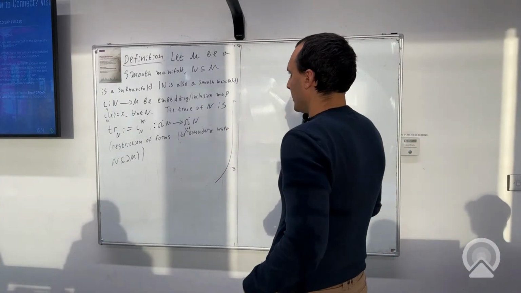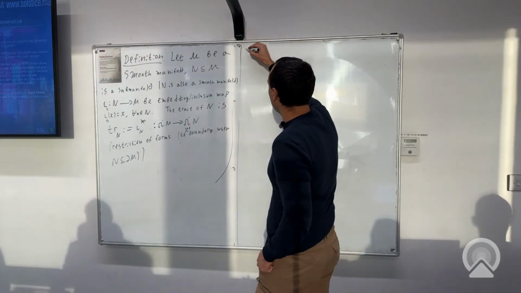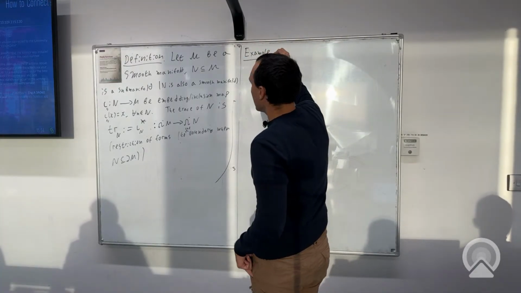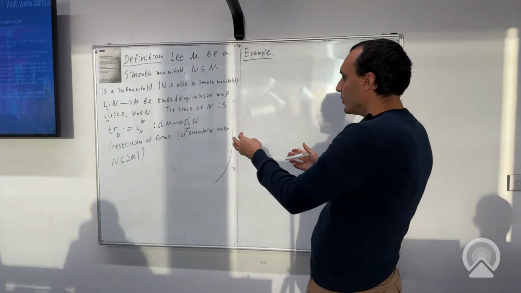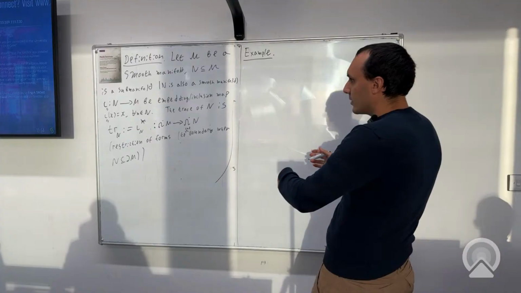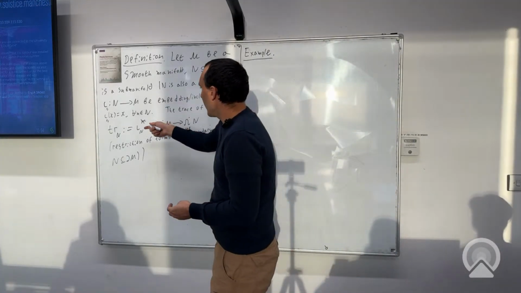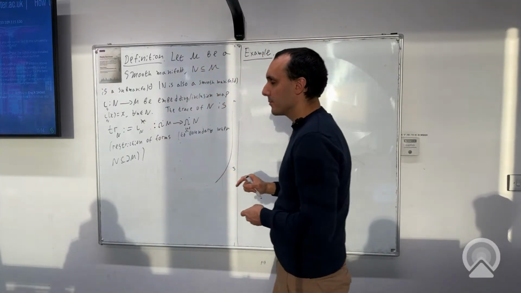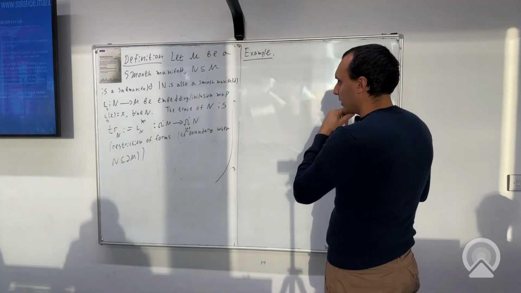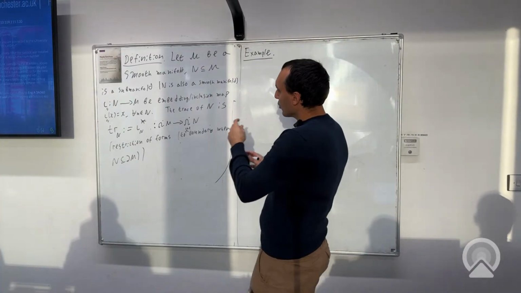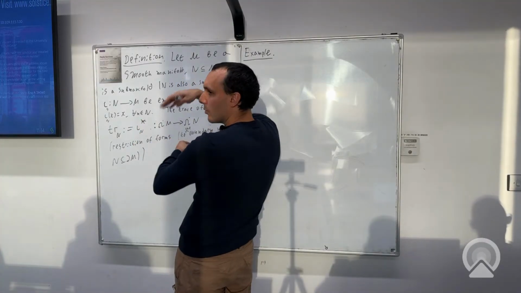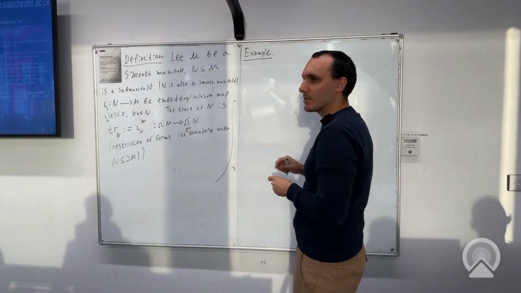So let's give an example. This is not anything new. This is just a special case of pullback. It's called pullback because you go from one manifold to the other, and the pullbacks go in the other direction in some sense.